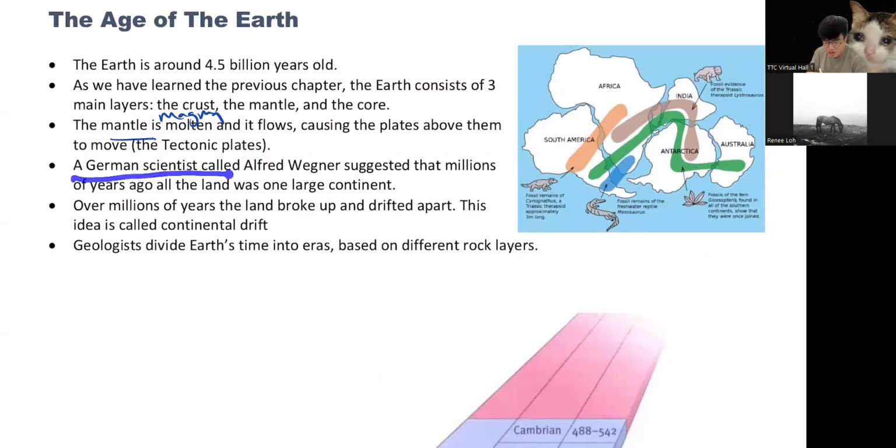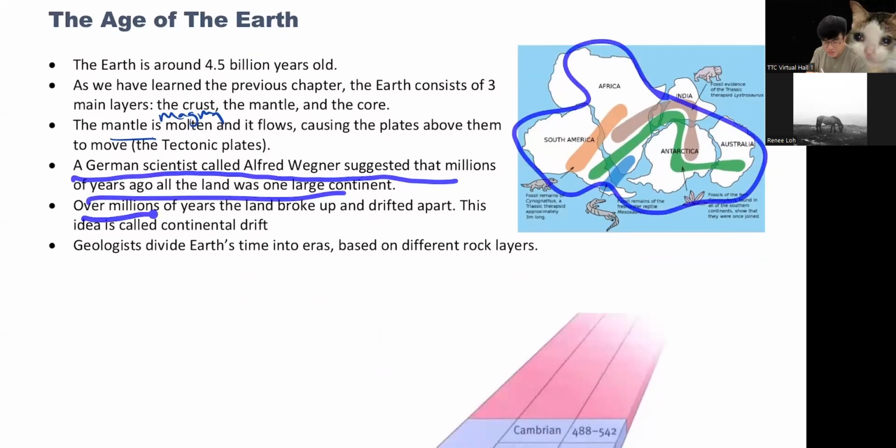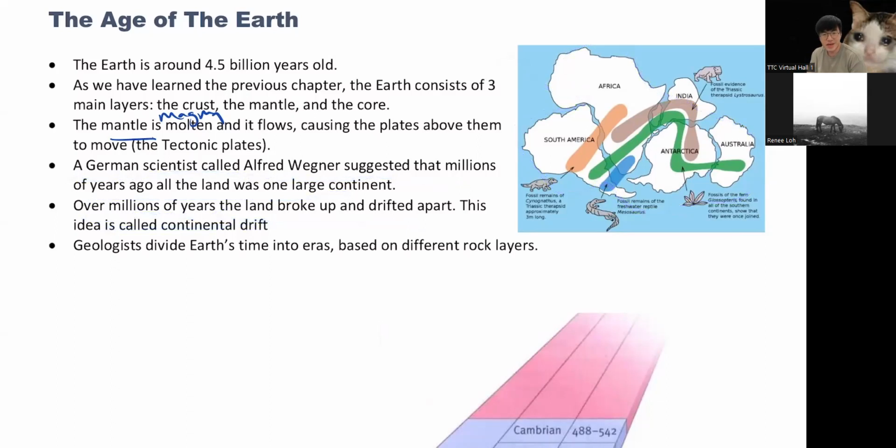A German scientist called Alfred Wegener suggested that millions of years ago the land was one large continent. He believed everything was connected. Over millions of years, the land broke up and drifted apart. This is called continental drift. This is his concept. Is it true? Some believe in it, some don't. It's like evolution, which you will learn in Year 9. Some people believe it, some think it's false. So Wegener said things drifted apart.